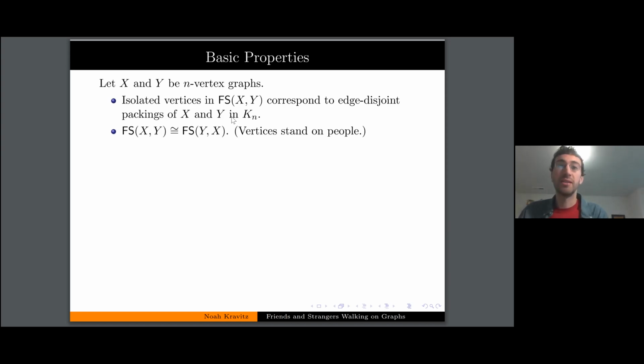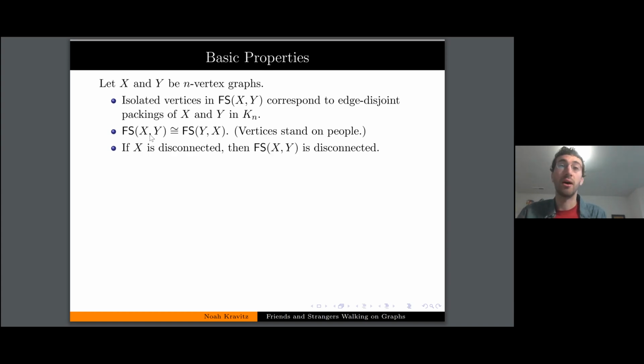Another useful fact is that the friends and strangers graph of X and Y is isomorphic to the friends and strangers graph of Y with X. So you can just think of vertices standing on people instead of people standing on vertices. And an explicit isomorphism between these graphs would send each bijection sigma on the left-hand side to its inverse. So we'll often state results in what looks like an asymmetrical way, but because of this fact, it's perfectly general.